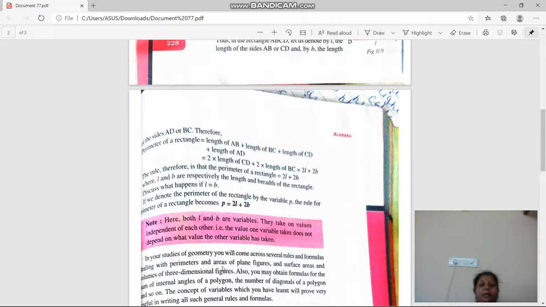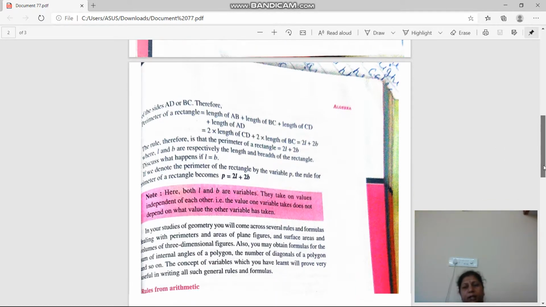Dealing with the perimeter and the area of plane figures, surface area, then the volumes of three-dimensional figures. We also study volume in fifth class. So what is the formula for the volume of a cuboid? It is equal to L into B into H, right? So L stands for length, B stands for breadth and H stands for height. And what is the volume of a cube? It is side, side, side, that is L into L into L, right?